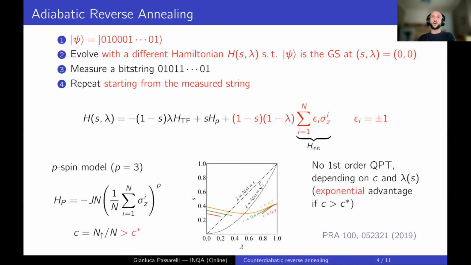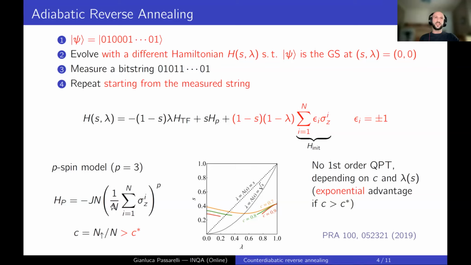Well, the interest comes from the fact that it has been proven analytically that adiabatic reverse annealing can actually give you an exponential speedup compared to quantum annealing in some cases. And once again, the playground is given by the ferromagnetic p-spin model, in particular already with p equals 3.